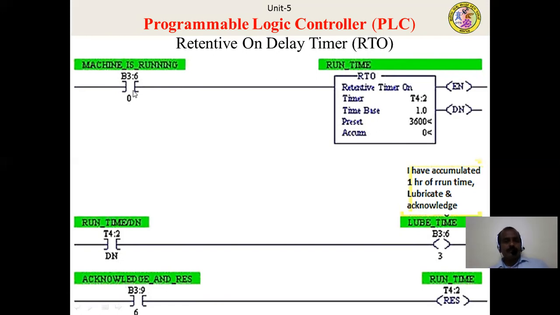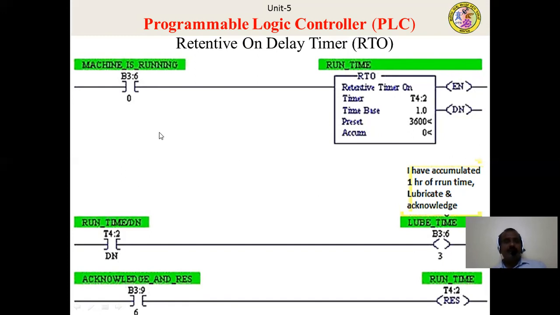So when the retentive timer is on, when the done bit goes high, we get a signal that the machine has accumulated 1 hour of runtime, so we need to lubricate it. So once I acknowledge this signal, then again the machine resets.